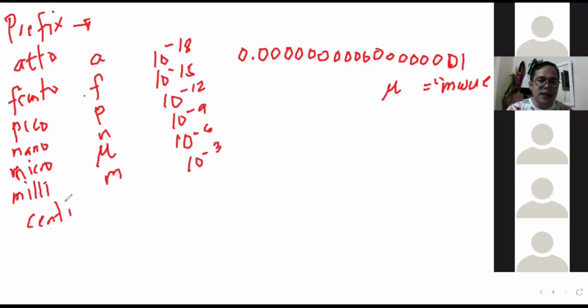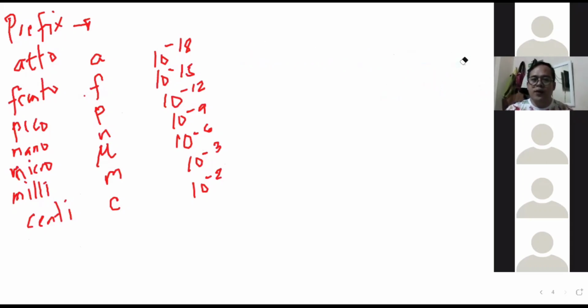Then we have centi. It's letter c. That's 10 raised to negative 2. You're familiar with that: centimeter. One meter is 100 centimeters. Then let's go to the bigger values. Let's start with kilo.